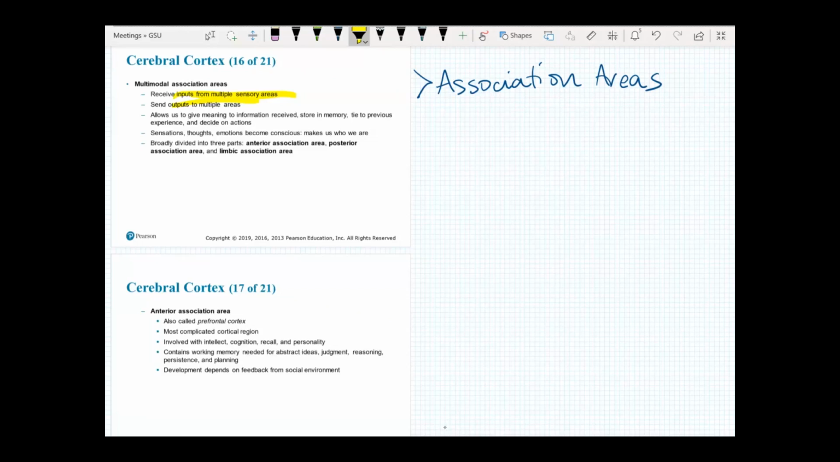And the whole purpose of this is to give meaning to the information that we pick up, store it in our memory, tie it to experience, and then use it. So being able to provide output that relates to that sensory information. Basically, it's what makes us who we are. So this is a really, really important area, and there's 4 types that we're going to talk through. So the first one is going to be the anterior association area.